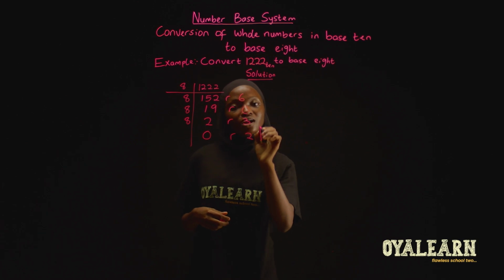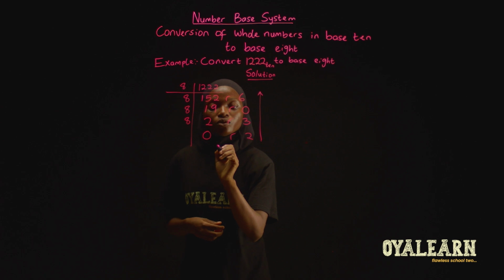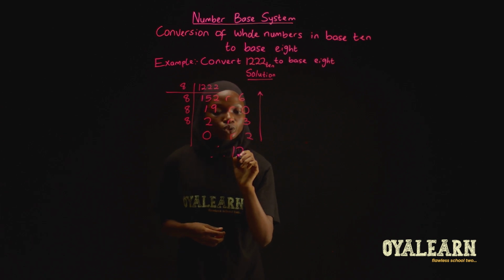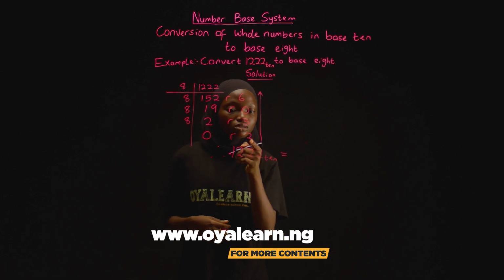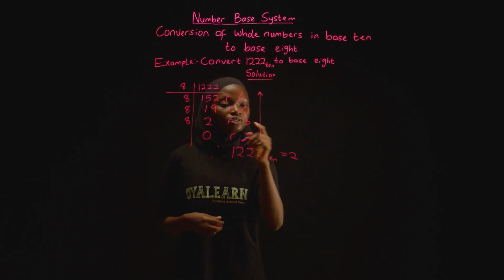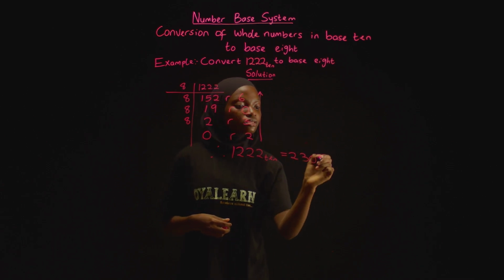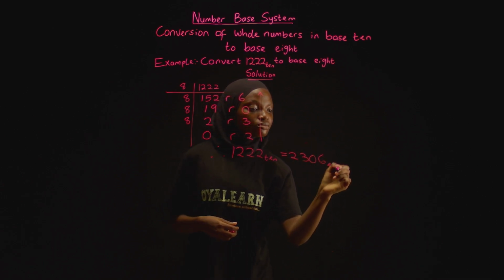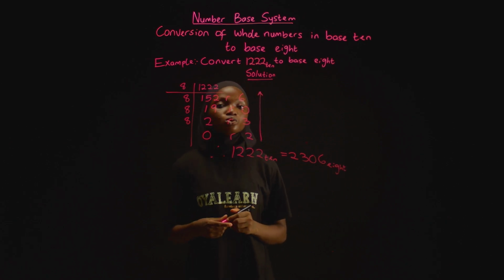Then we take our remainders upwards as our final answer. Therefore, 1222 base 10 equals 2, 3, 0, 6 base 8. That's how to convert whole numbers in base 10 to base 8.